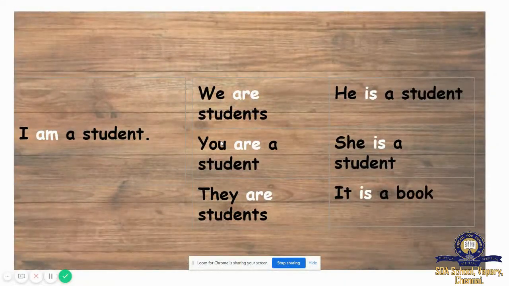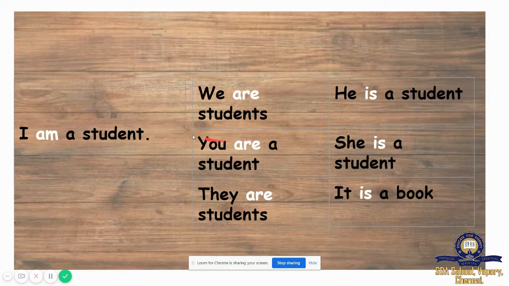Now we are going to see how to use be verbs in simple present tense. In the first sentence, I am a student. So here, what is the be verb? Yes, very good. Am is a be verb. So, I am a student.